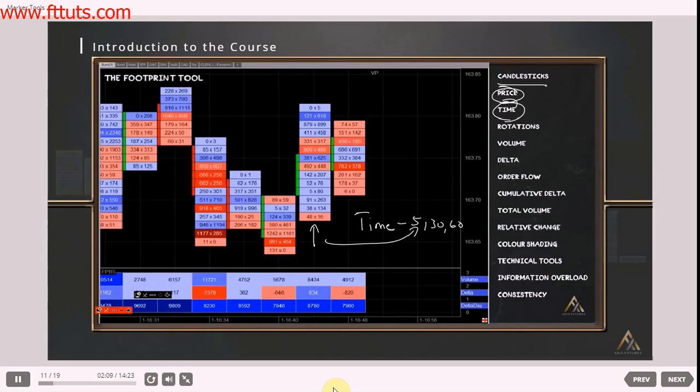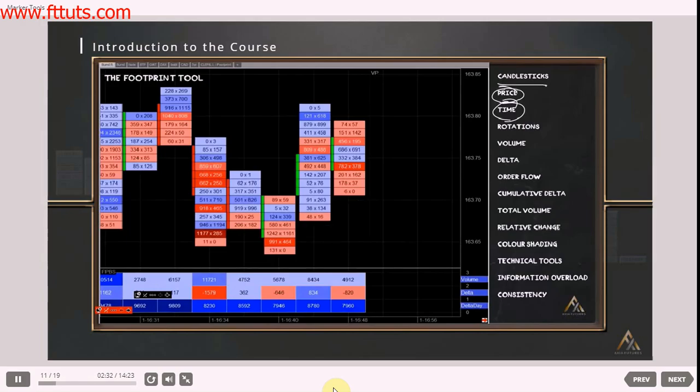Now, for those of you that are more swing type or longer term traders, you can even create the footprint utilizing daily footprints. What professional traders do look at is a daily footprint so that we can determine what the net positioning is, what the net delta is at the end of each session.